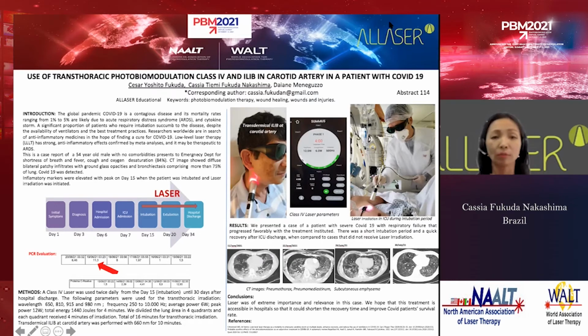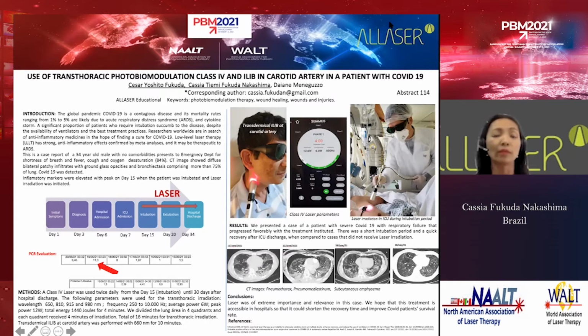He had no signs of disease. And he presented to the emergency department with shortness of breath, fever, cough, and oxygen desaturation, approximately 84%. So there was a CT image, computerized tomography, that showed diffuse bilateral patchy infiltrates with ground glass opacities, really characteristic of COVID-19, and bronchial ectasis, comprising more than 75% of his lung. Then the diagnosis was COVID-19 by PCR.